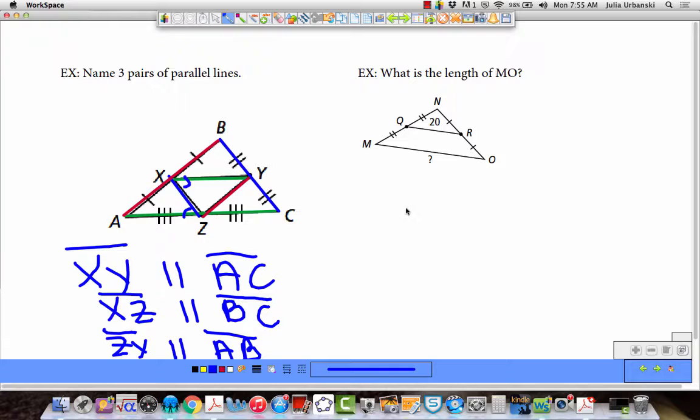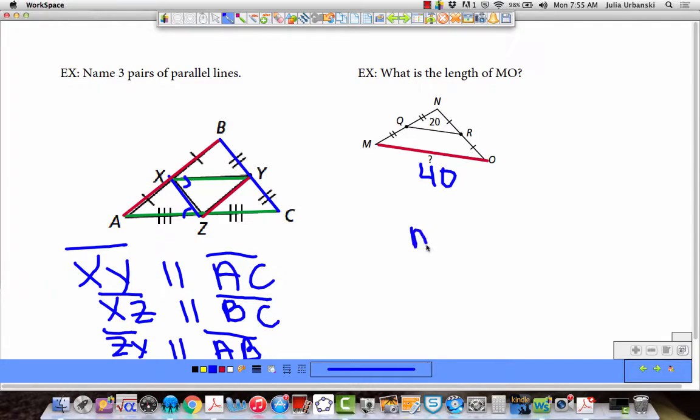All right, for this example, what is the length of MO? Remember, the mid-segment is the one that's half as long. 40. Good. The mid-segment has to be the shorter one. This one has to be the longer one. So if you know the longer segment, you divide by 2. If you know the shorter one, you multiply by 2.